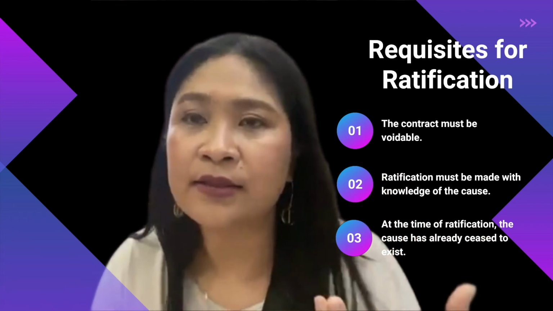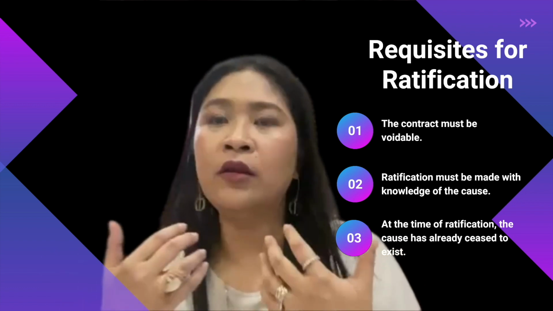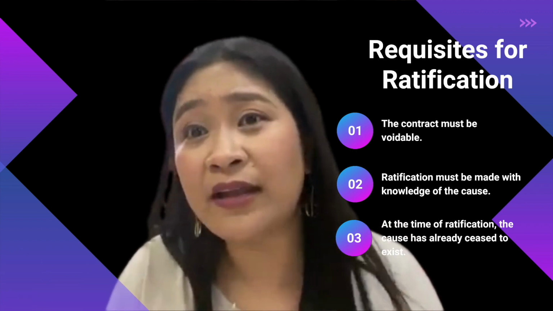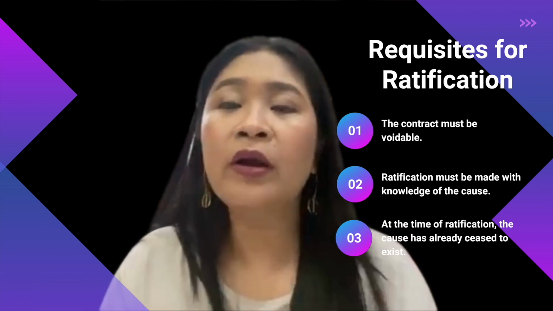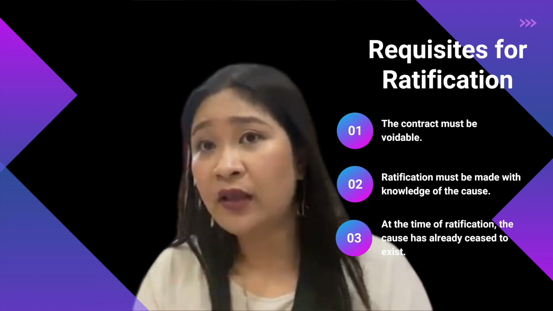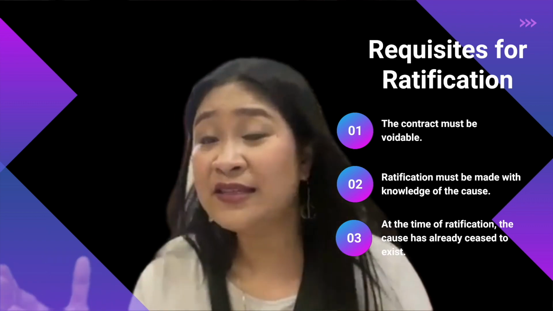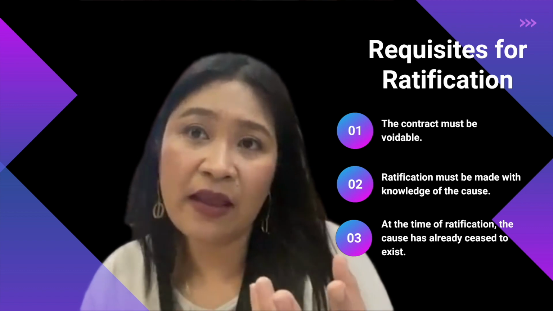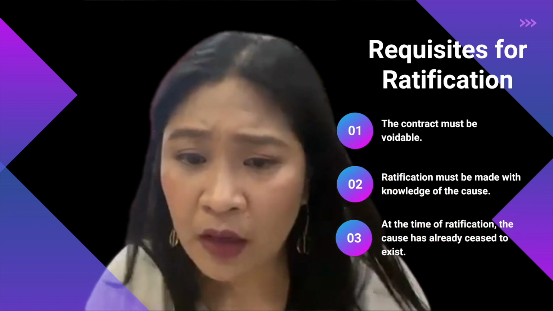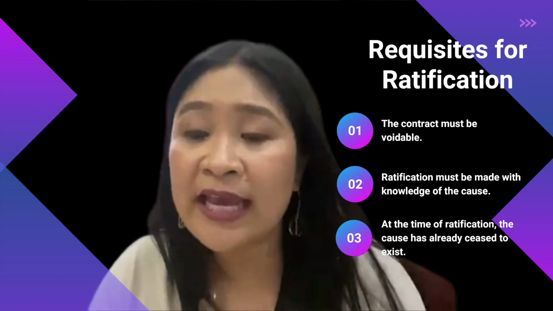How about violence? You can ratify a voidable contract when there was violence employed upon you if there was no longer any violence at the time. Or if there was intimidation employed against you, again, you can ratify it if you know that you were intimidated. At the same time, it has already ceased. That defect is no longer there. It no longer exists.